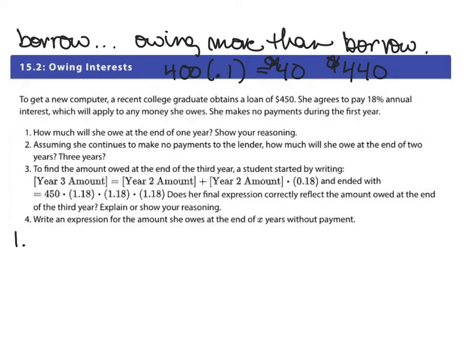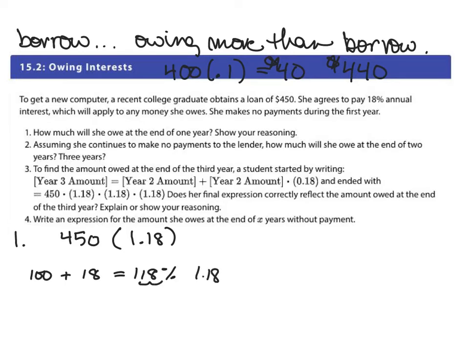So the amount that she owes is the amount she borrowed plus the interest. So really, we're at $450 times 1.18. Remember, we talked about that last week. This is like 100% of $450 plus 18% interest, which is 118%, but we need to move the decimal back, so 1.18. And that gives us, do the math, calculator, $531.